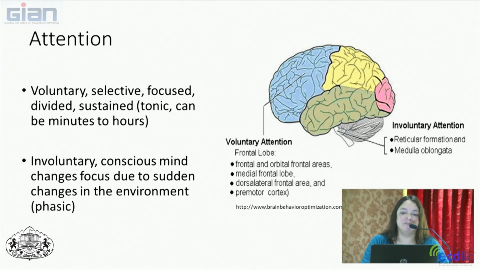Okay, attention. Attention can be voluntary and selective, or it can be involuntary. Our voluntary, selective, focused attention is the top-down process, okay? So that's coming from the prefrontal cortex. That allows us to sustain attention, like all of you are doing today, focusing and trying to pay attention here in class. And you can sustain that attention for minutes and hours. And that voluntary attention is coming again from the frontal lobe.